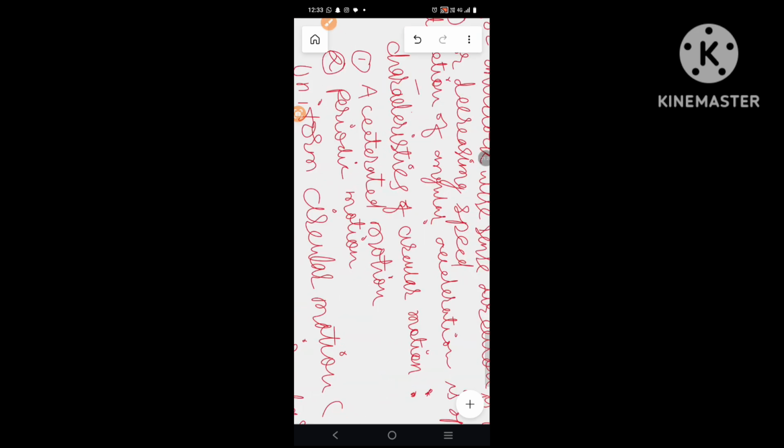One is accelerated motion, the second is periodic motion. What does accelerated motion mean? It means that when the particle is performing circular motion, its velocity direction is always changing. The second one is periodic motion. The motion of the particle is continuously repeating over the same path.